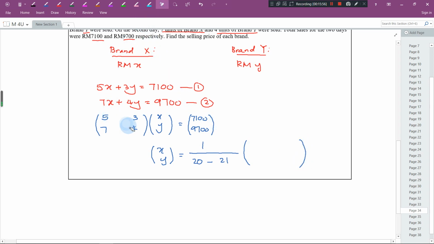And then these two elements, we change their places, interchange their places. 4 will go up, 5 will go down. 4, 5. And these two elements, we change their sign. Positive, it becomes negative. Positive, it becomes negative. And don't forget to copy this: 7100, 9700. Okay.